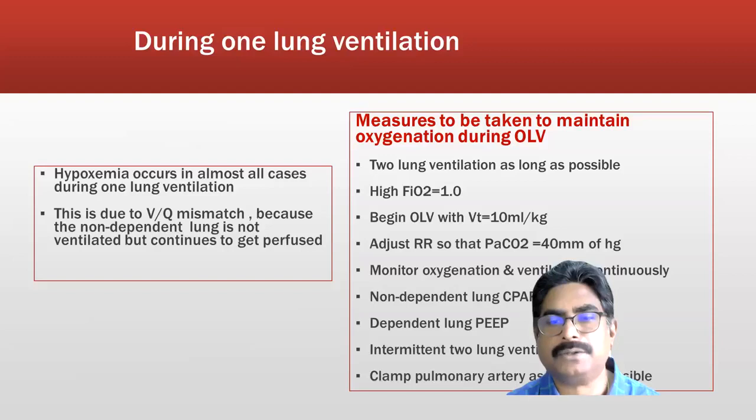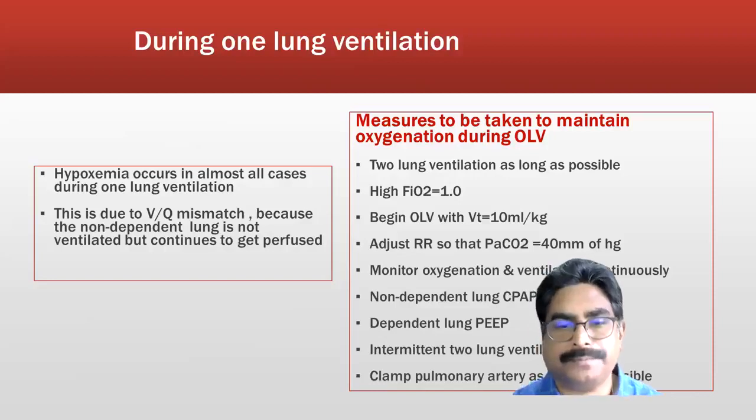For the non-dependent lung, you can use CPAP. For the dependent lung, you can use PEEP. Intermittently, you can ventilate the two lungs. If the hypoxia is severe, you can go for clamping of the pulmonary artery.